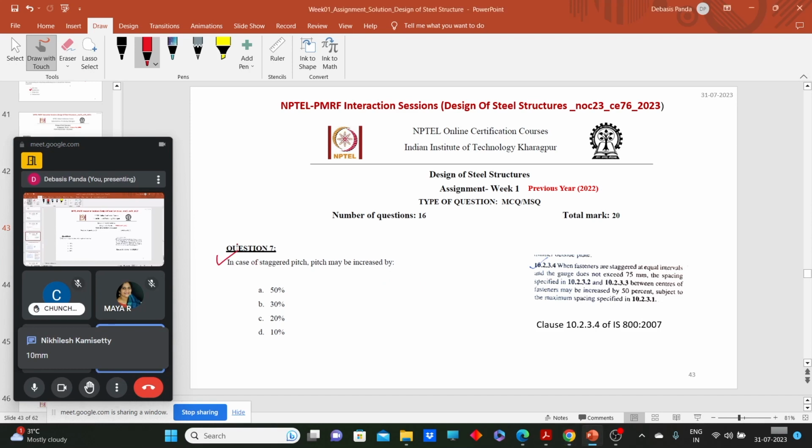Here, in case of staggered pitching, the pitch may be increased by what? I forgot to tell about the staggered pitching, right? I only told about one type of pitching. Staggered pitching means in a staggered bolting, like if we have some sort of diamond bolting, this is called the staggered pitch. For the staggered pitching, we can increase the pitch by 50%. So this clause of IS 800 says that for the staggered pitching, it may be increased by 50%.